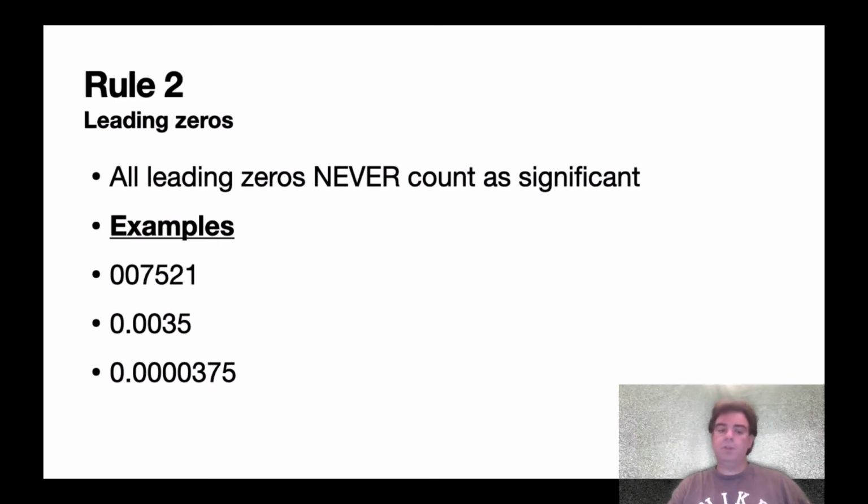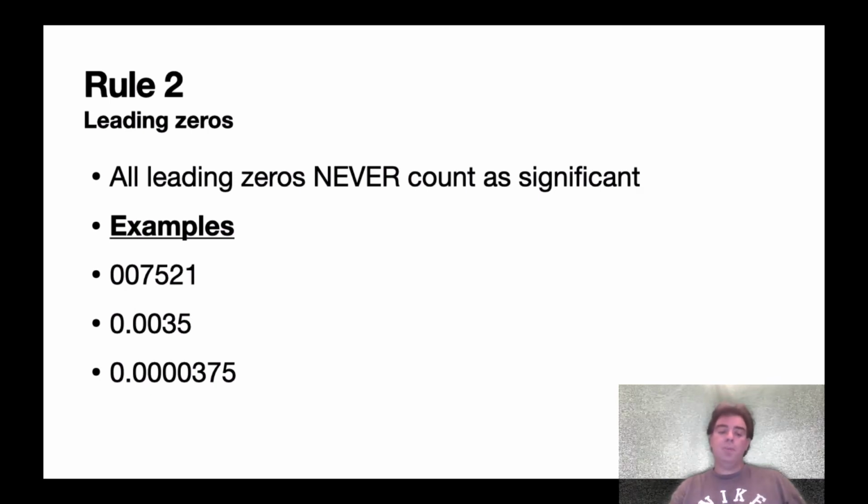Now let's move on to the second example. The second example, we have 0.0035. The first 3 zeros are leading zeros. Why? Because they're on the left of the first non-zero digit, which is 3. In this case, again, they do not count as significant. Therefore, only the 3 and the 5 count as significant, and we have 2 significant figures.